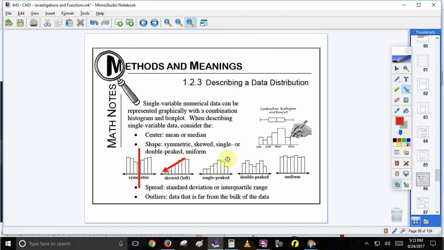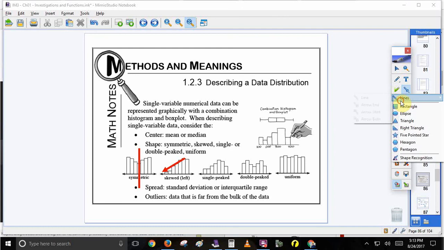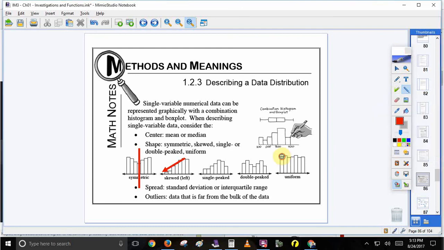This one we have a single peak. We have one peak right here in the middle. Here we have a double peak, one here and one here. This is sometimes called bimodal. Fancier term for it, but same thing. One peak here, one peak here. And then we have a uniform distribution, which is called uniform because it's sort of flat across the top. Doesn't have to be exactly flat, but it's basically flat across the top of the histogram.